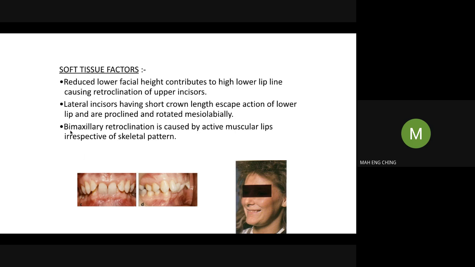So sometimes we have this bimaxillary retroclination. It's caused by active muscular lips, irrespective of the skeletal pattern. So let's say you have a very powerful lip, then this lip is going to bring the upper and lower incisors back, causing this bimaxillary retroclination. In the last lecture, we talked about bimax proclination. It's due to the lip being very flaccid, which is usually seen in Afro-Caribbean patients. But when you have the opposite, a very strong lip, then the upper and lower incisors are retroclined. So bimax proclination is due to very flaccid or weak lips, but bimax retroclination is caused by very powerful lips.